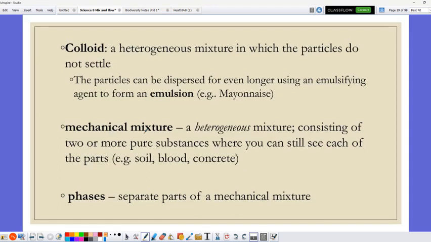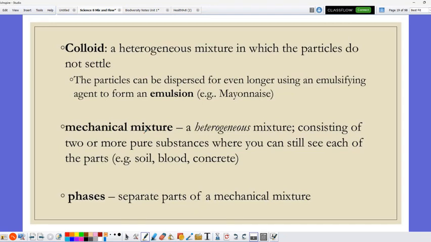And then a colloid is a heterogeneous mixture where the particles will not settle. Okay, and so like mayonnaise has this. Then particles can be dispersed for even longer if you use an emulsifying agent. So, for example, if you need to get oil and water to mix, they won't mix. But if you add some soap to it, they would mix. But not dissolve. There's a difference.